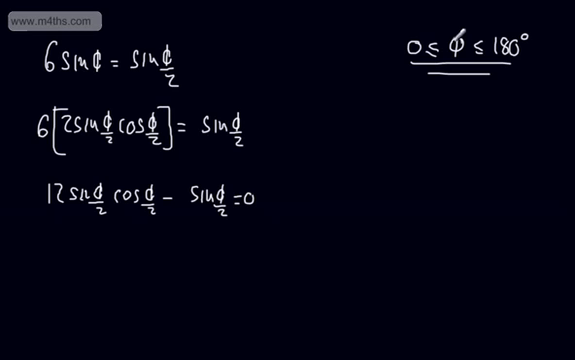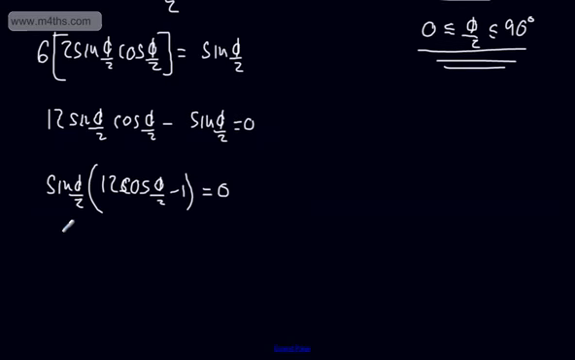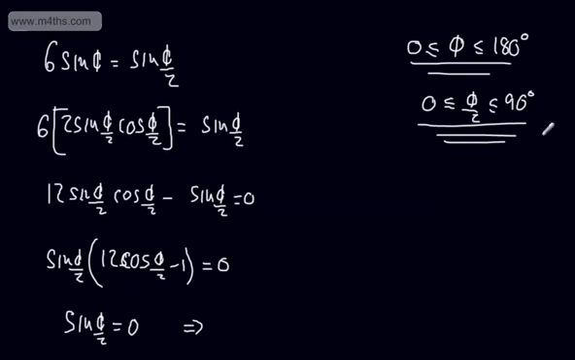Now if I'm interested in theta between 0 and 180, I'm interested in theta over 2 between 0 and 90 degrees. And this is one way that you could look at it, because essentially we're going to double up our answers. So let's take the common factor of sine of theta over 2 out. That's going to leave me 12 cosine of theta over 2 minus 1, and that's equal to 0. So from here we can see that the sine of theta over 2 will be equal to 0. So if we look at this now, if it's theta over 2, we're 0 to 90.